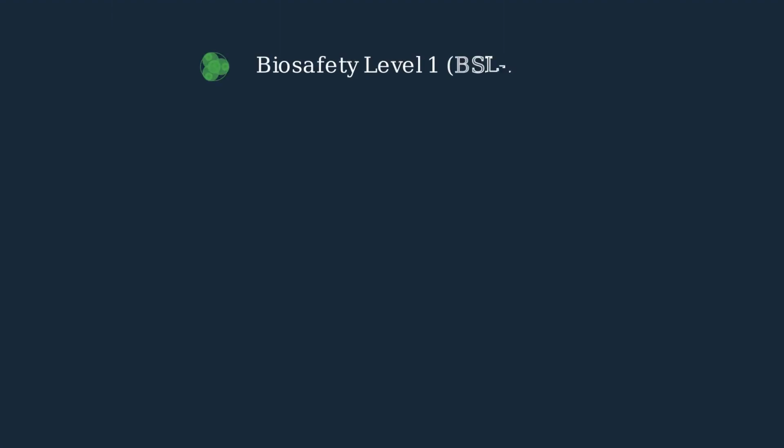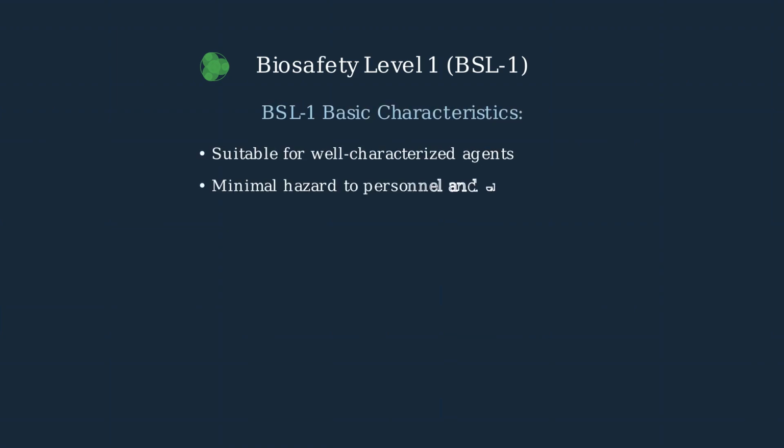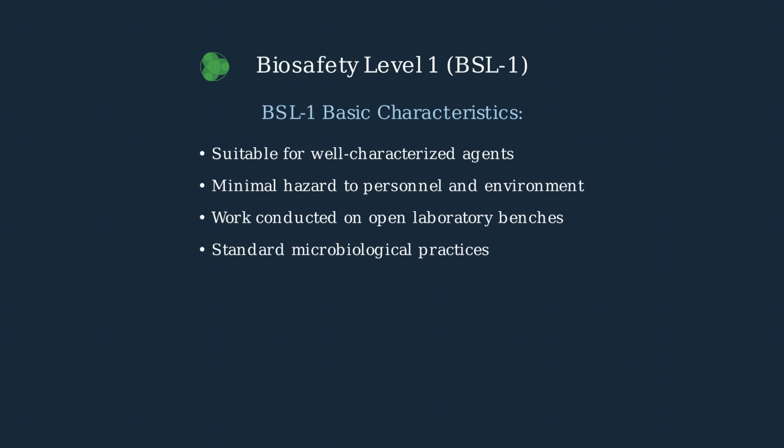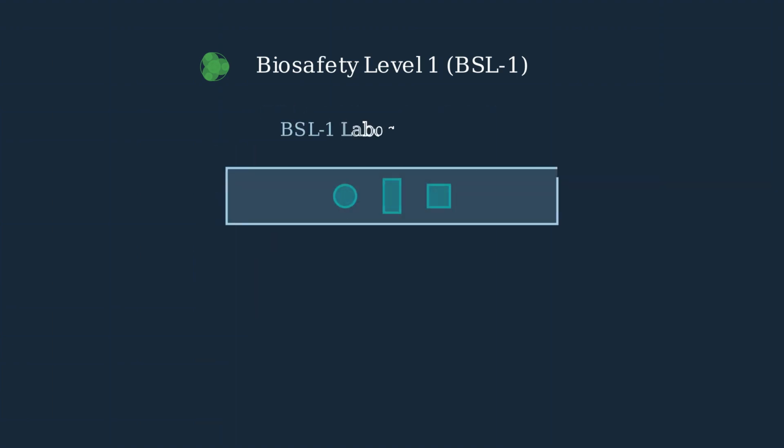Biosafety Level 1 represents the most basic level of containment. BSL-1 is suitable for well-characterized agents that pose minimal hazards to laboratory personnel and the environment. Work can be conducted on open laboratory benches using standard microbiological practices. In a BSL-1 setting, work is typically performed on open benchtops. The laboratory doesn't need to be isolated from the general building, and specialized containment equipment isn't required.